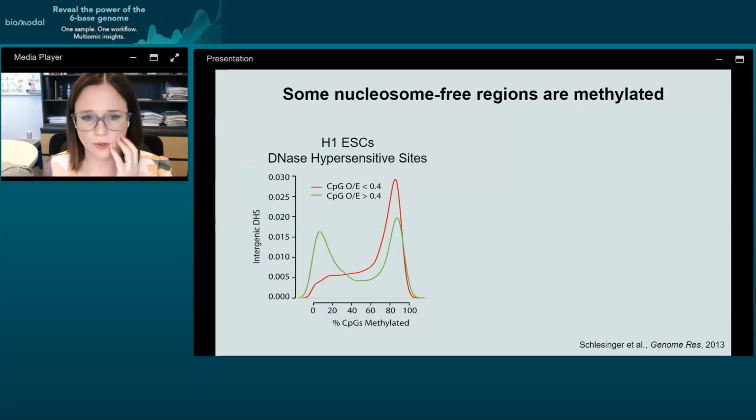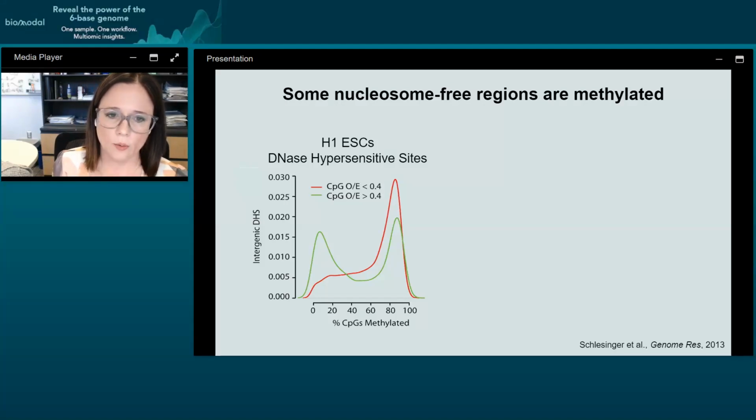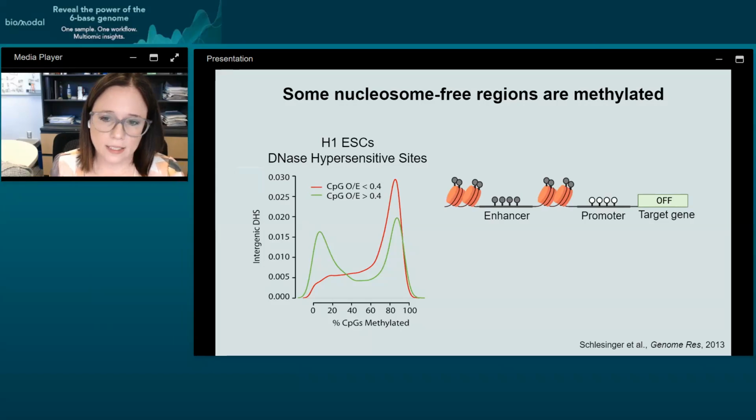And this all really stemmed from an initial observation where we were looking at DNase hypersensitivity, which is a measure of chromatin accessibility, and separately looking at DNA methylation genome-wide in human embryonic stem cells. And what we noticed is that many DNase hypersensitive sites are highly methylated. So what that means is that you have this state where a likely gene regulatory element like an enhancer is both open and accessible, but also methylated.